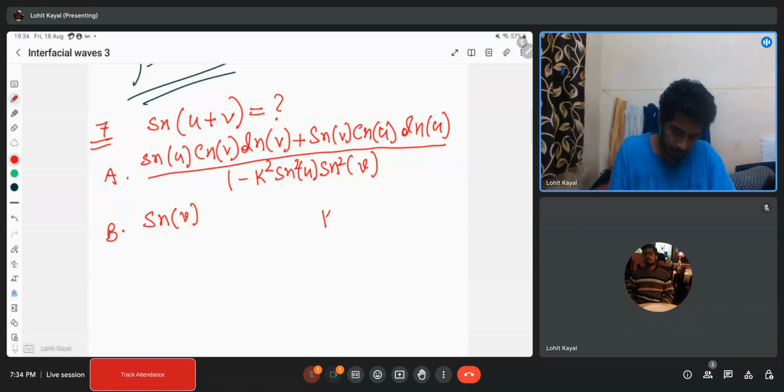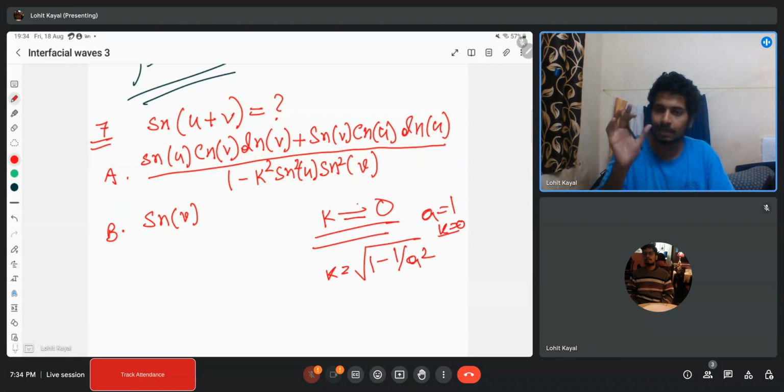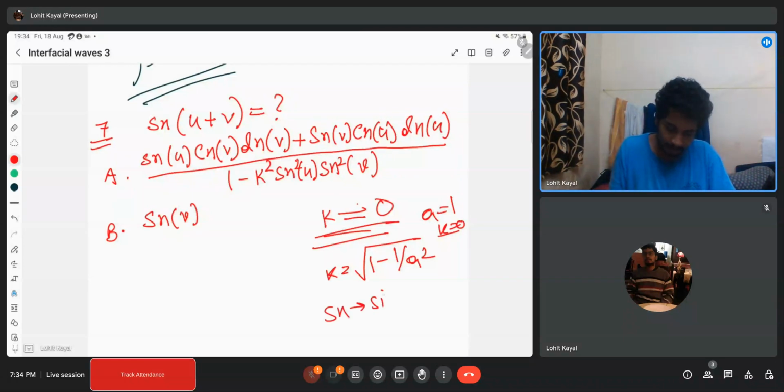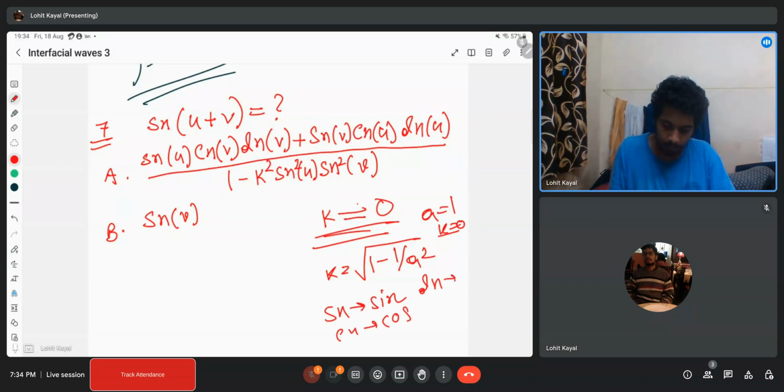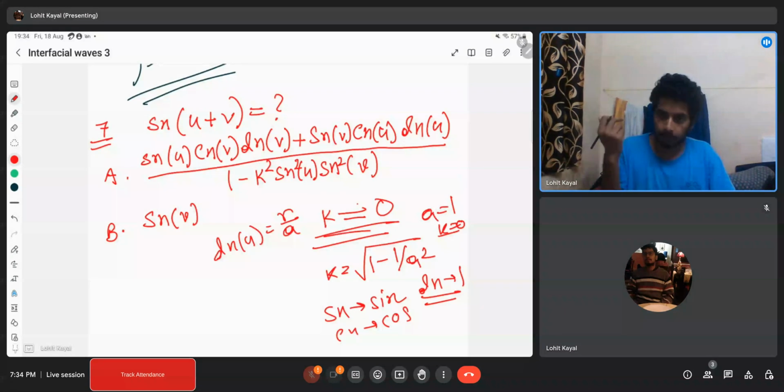Circle indicates k equal to 0. That means what is your k? k is the square root of 1 minus 1 by a square. When a equals 1, k equals 0, which implies the ellipse has become a circle. Now when k equals 0, your sn is just sine, cn is cosine and dn is 1. Because dn of u is r by a, remember? And for the circle r equals a, so it is 1.